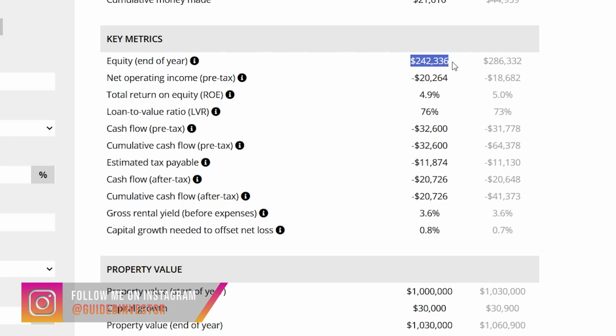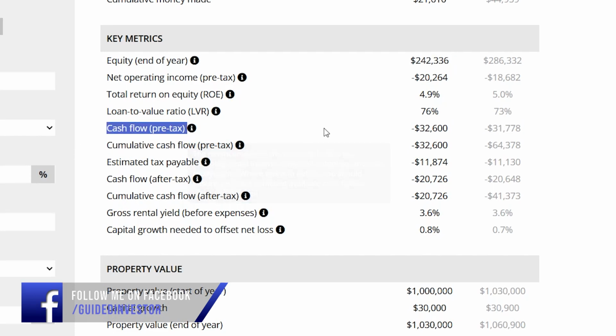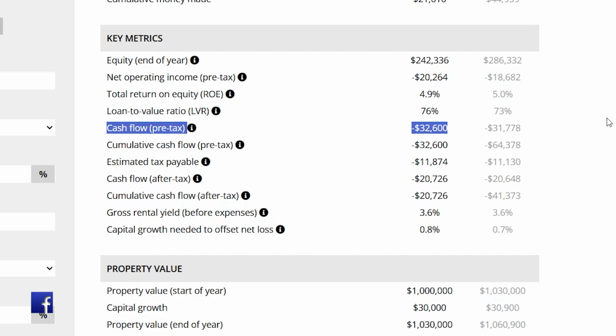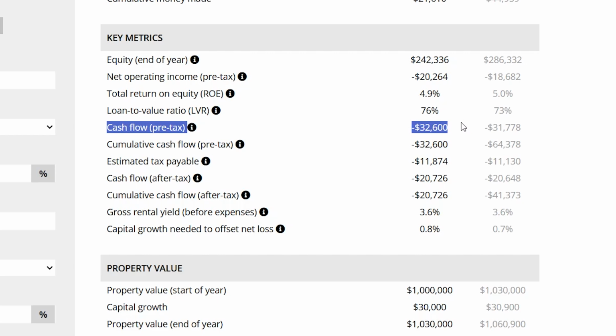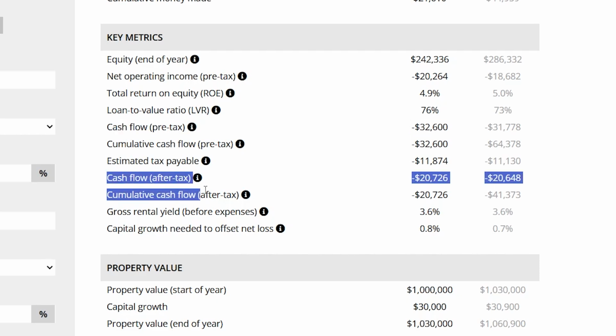Equity is how much of the property you own, essentially. So the value of the property minus the debt. One that I really like is this cash flow pre-tax. When you're going into an investment property purchase, you have to be careful that you're comfortable with what it's going to cost you from a cash flow perspective. And there's two. There's cash flow pre-tax, so without factoring in any tax deductions or tax payable. And then there's cash flow after tax.